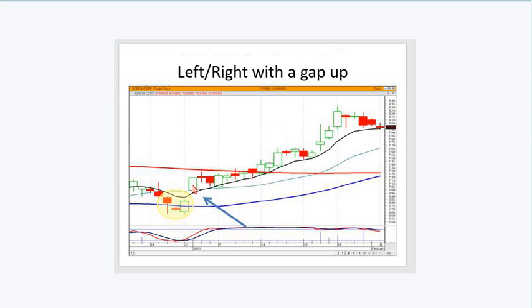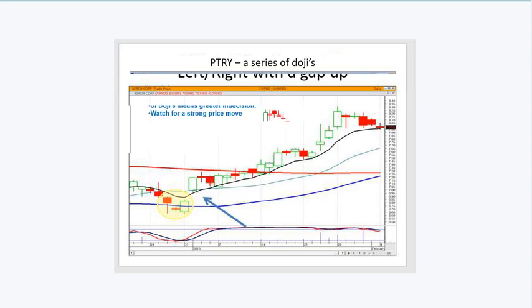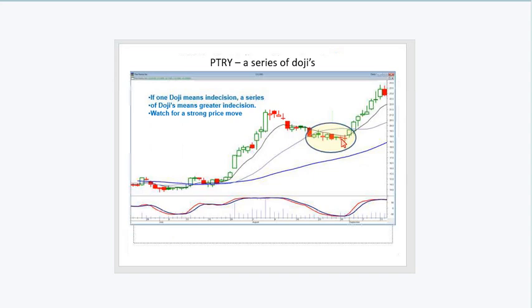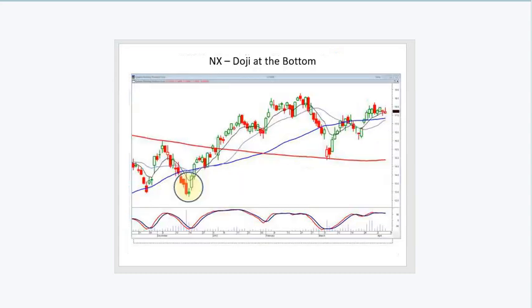Left-right combo, gap up above the T-line. This is our expected results. A series of dojis. When is it time to buy? When they gap it up out of that series of dojis. A morning star signal, a 3-day signal. Big down day, a day of indecision. The third day opens positive and closes more than halfway up that candle.